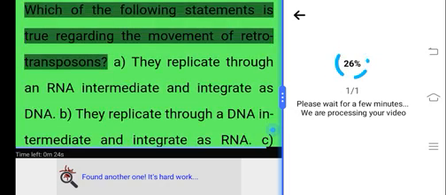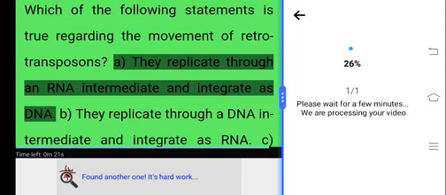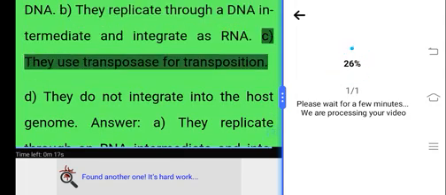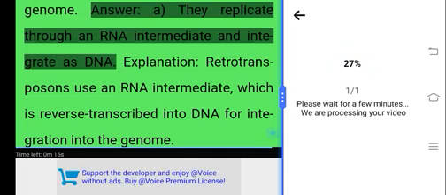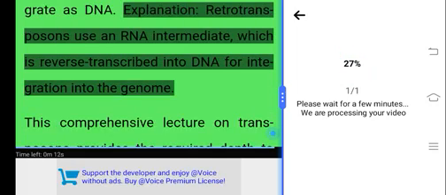CSIR NET June 2016. Which of the following statements is true regarding the movement of retrotransposons? A. They replicate through an RNA intermediate and integrate as DNA. B. They replicate through a DNA intermediate and integrate as RNA. C. They use transposase for transposition. D. They do not integrate into the host genome. Answer. A. They replicate through an RNA intermediate and integrate as DNA. Explanation. Retrotransposons use an RNA intermediate, which is reverse transcribed into DNA for integration into the genome.